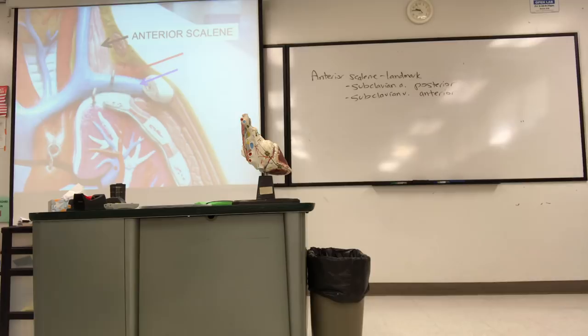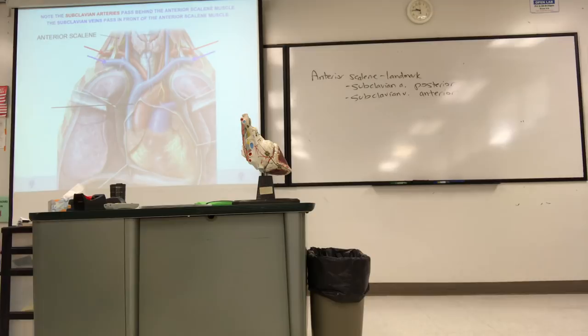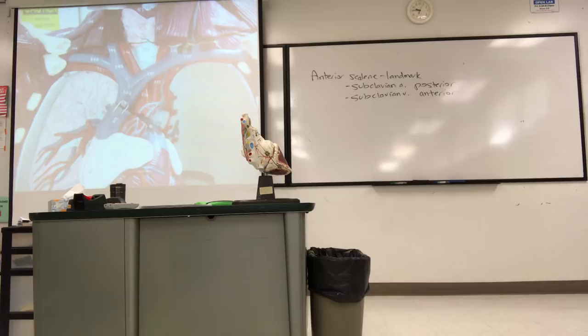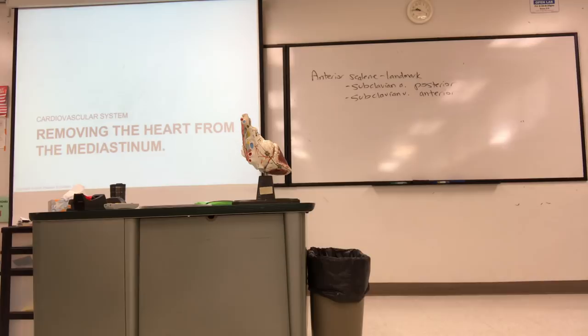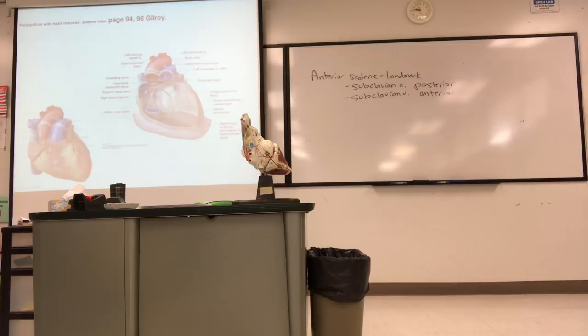Okay, well, let's move on from that. Here's another model of the torso that shows the great vessels of the heart. And, you know, it doesn't show the anterior scalene well, but you can study it to identify the great vessels of the heart. You can see the heart there, and we're going to dissect the sheep heart on Monday. And to remove the heart from the chest cavity, I inserted this picture here. Here's the heart removed from the chest cavity. And this is basically what you get in the lab.